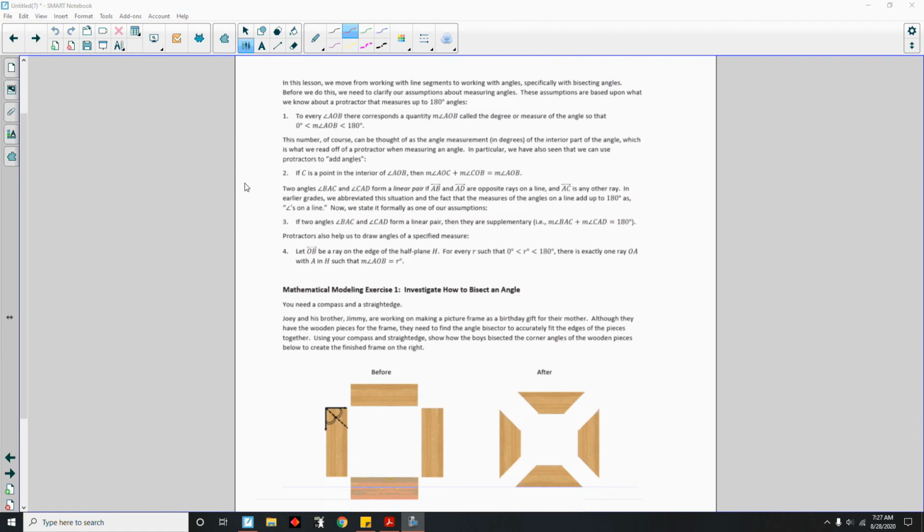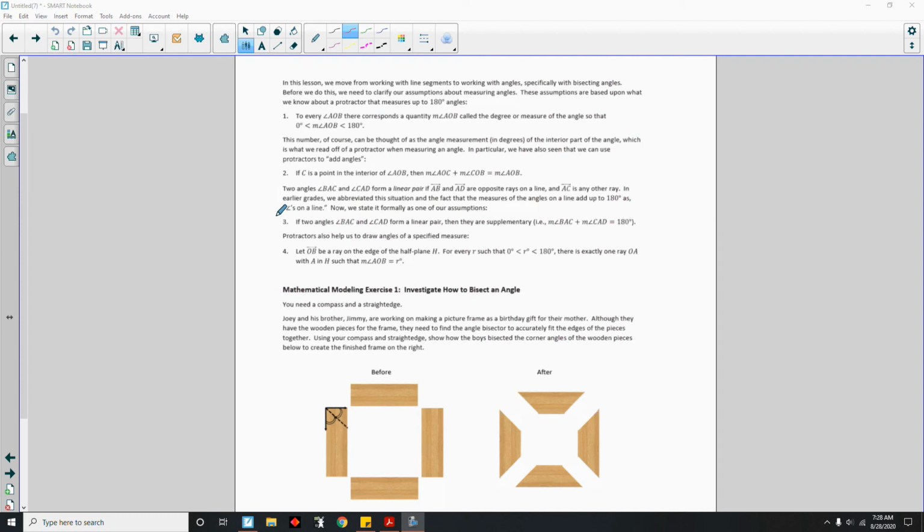Okay, here's page 3, and it says, in this lesson, we move from working with line segments to working with angles, specifically with bisecting angles. Before we do this, we need to clarify our assumptions about measuring angles. These assumptions are based upon what we know about a protractor that measures up to 180-degree angles. 1. To every angle AOB, there corresponds a quantity measure of angle AOB called the degree of measure of the angle, so that the measure of angle AOB is between 0 and 180 degrees. So it's more than 0 degrees, but less than 180.